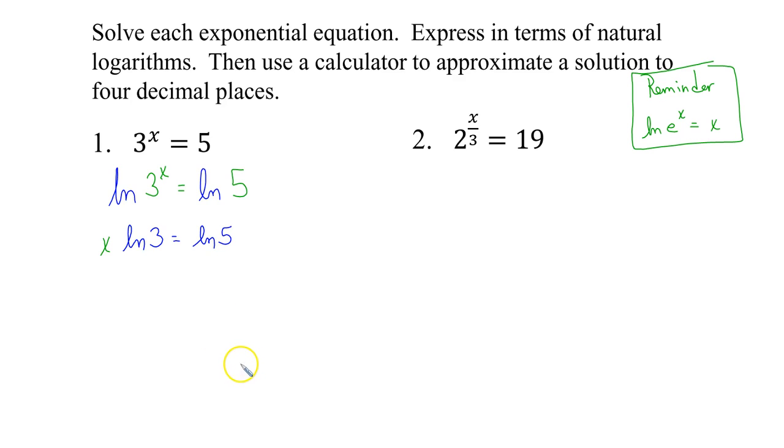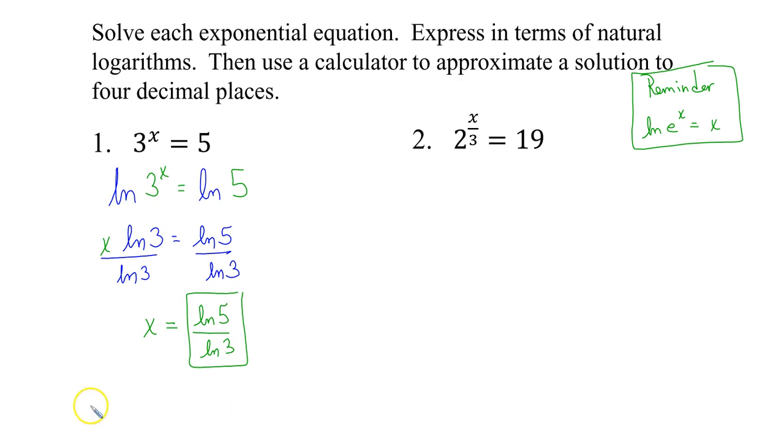In keeping with solving an equation, I'm going to divide both sides by the expression that's multiplied by x. So I'm going to divide both sides by this natural log of 3, and I'm going to get on the left-hand side x is equal to the natural log of 5 divided by the natural log of 3. The problem says we first express our answer in terms of the natural logarithm. So this is our first part of the answer.